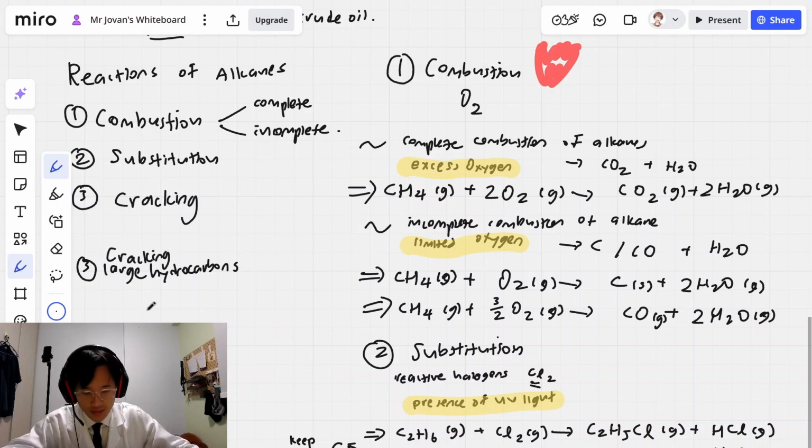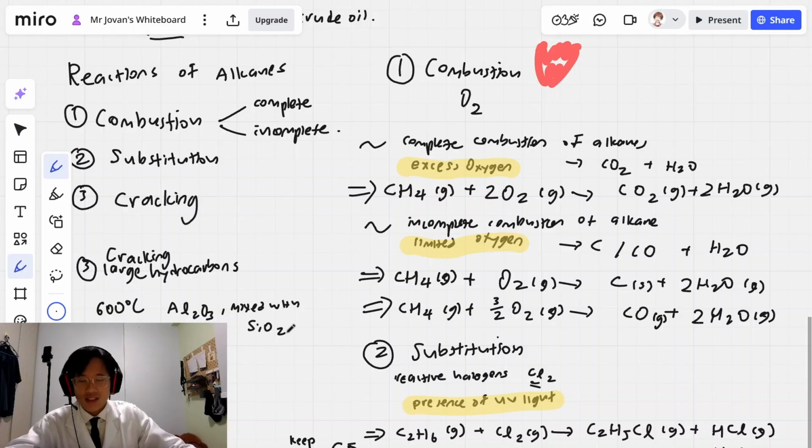large hydrocarbons. Cracking is performed by heating large alkanes to a high temperature of about 600 degrees Celsius. And we need a catalyst like aluminium oxide mixed with silicon dioxide. Crazy, right? Such an intense reaction.